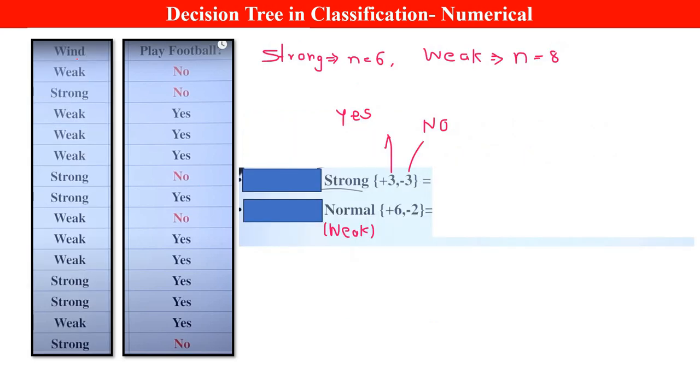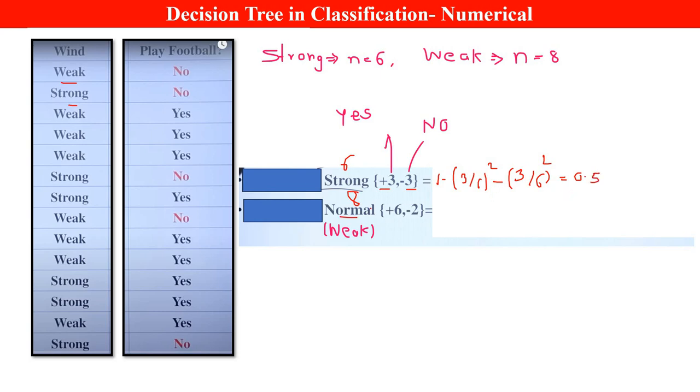Now it is for the wind. So the wind here is weak and strong. Strong is coming 6 times and normal is coming 8 times. So in strong, 3 times yes. So probability of yes is what? It is 3 by 6 square minus no is also coming 3 times. So it is 3 by 6 square. So if you calculate this, this comes out to be 0.5.